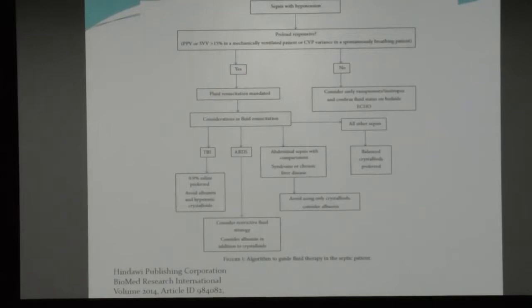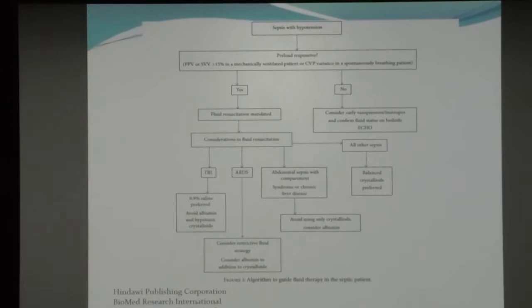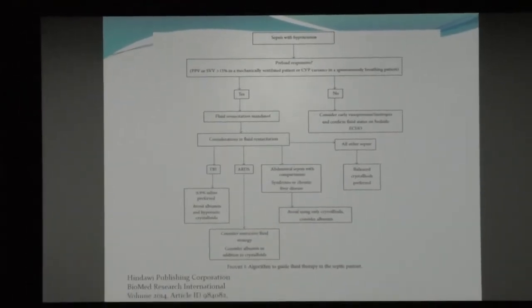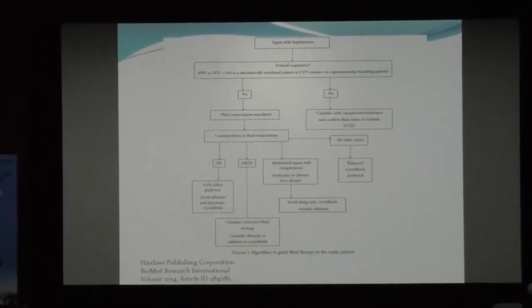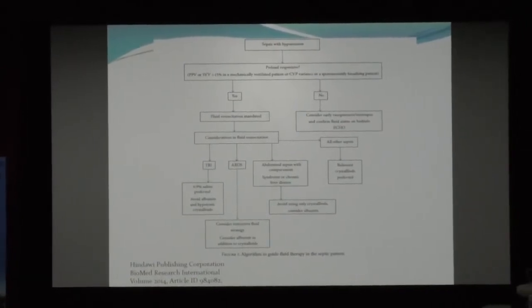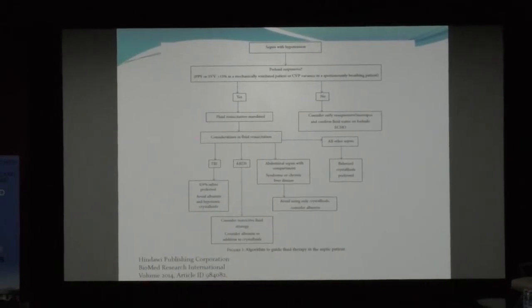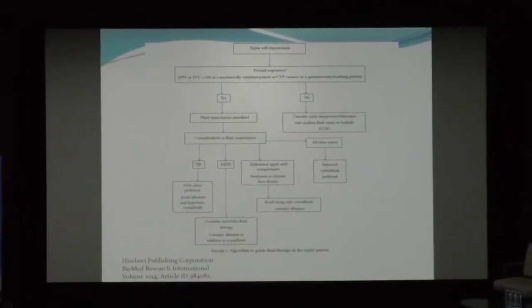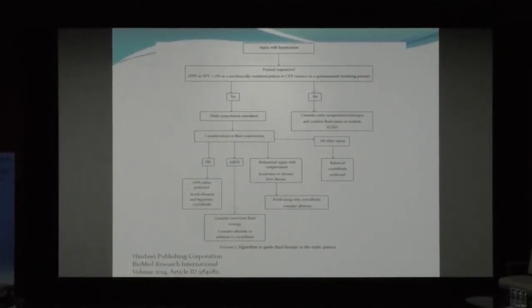I don't know how far you can see, so I will just read it out. A patient presented with sepsis, just an overall summary, because we face different kinds of patients and need to adjust our fluid strategy. A patient with sepsis and hypotension: is he preload responsive or not, which you will learn in the next classes. If he is fluid responsive, go for fluid resuscitation. The consideration in each group is: if it is TBI, normal saline is preferred. Avoid albumin and hypotonic crystalloids, especially lactate.